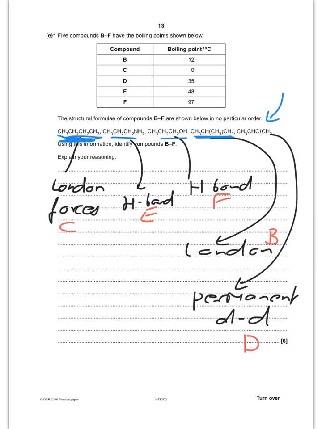Both of them have hydrogen bonds between the molecules, but the hydrogen bonds between the alcohol molecules will be stronger than the hydrogen bonds between these molecules, these amine molecules here. So I put the order there, and in your explanation you just need to talk about the different types of forces between the molecules.